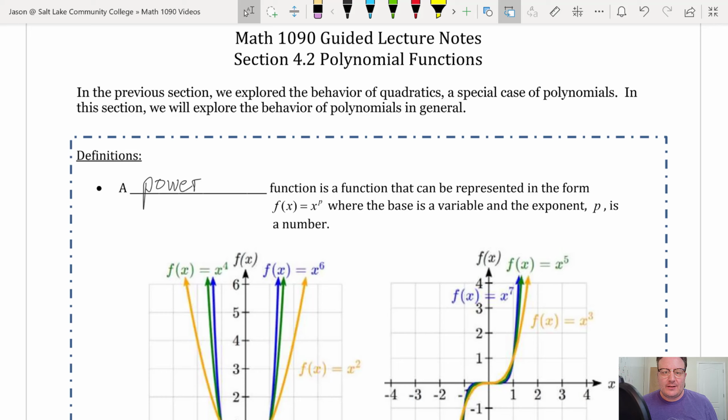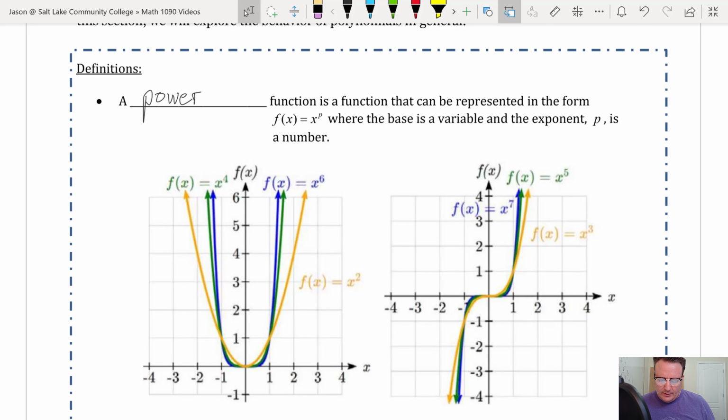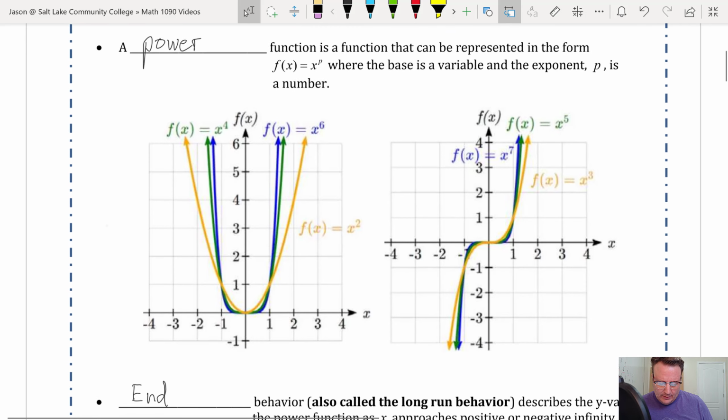Okay, this is section 4.2, polynomial functions. First, the definitions. A power function is a function that can be represented in the form f of x equals x to the p power, where the base is a variable and the exponent p is a number. Okay, and down below here we have some graphs of power functions.